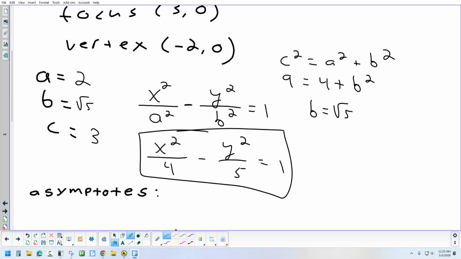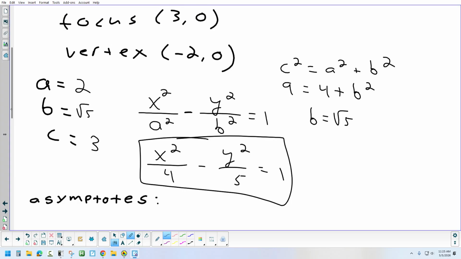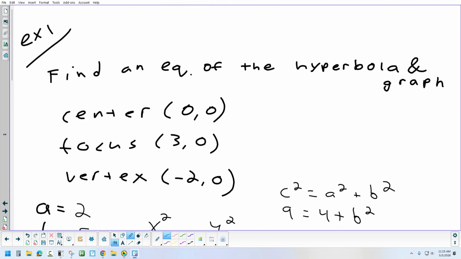I am going to solve that for Y and try to graph it in a little bit. But I want to do our sketch first and then see if our sketch matches what we do on the calculator. Okay, asymptotes. Horizontal. What is the slope when you're doing horizontal asymptotes?